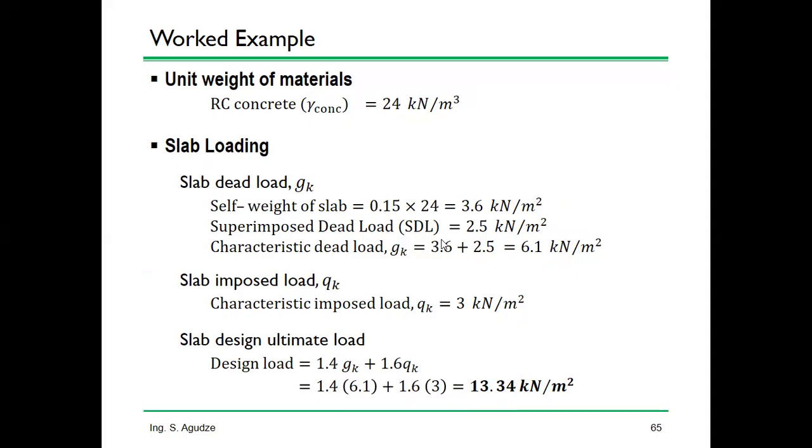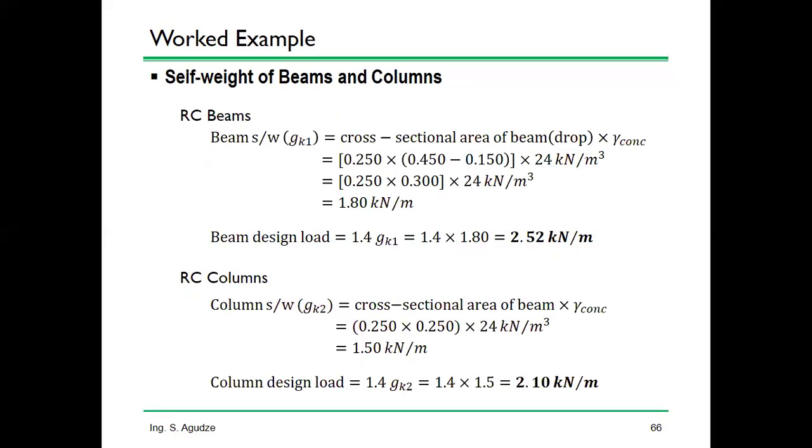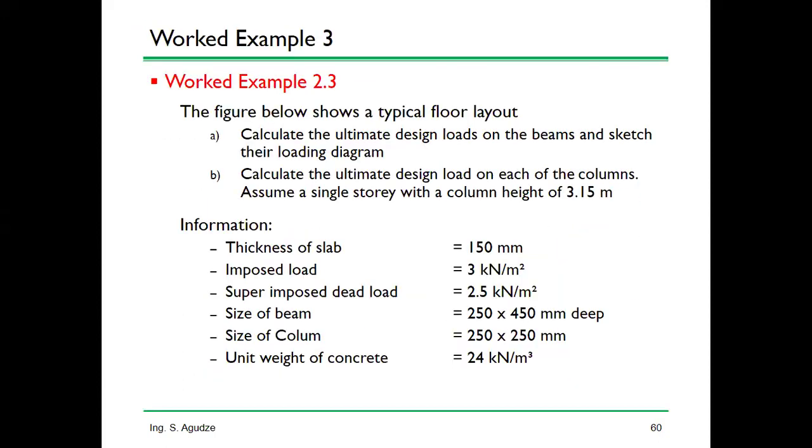Then the next thing is we calculate the self-weight of the beam and the self-weight of the column, because the beam itself has its own weight and the column also has its own weight, because we have been asked to also do it. So for example, in this question, part B is asking us to calculate something on the column. Do you get it? So it means it's important to also calculate the self-weight of the column.